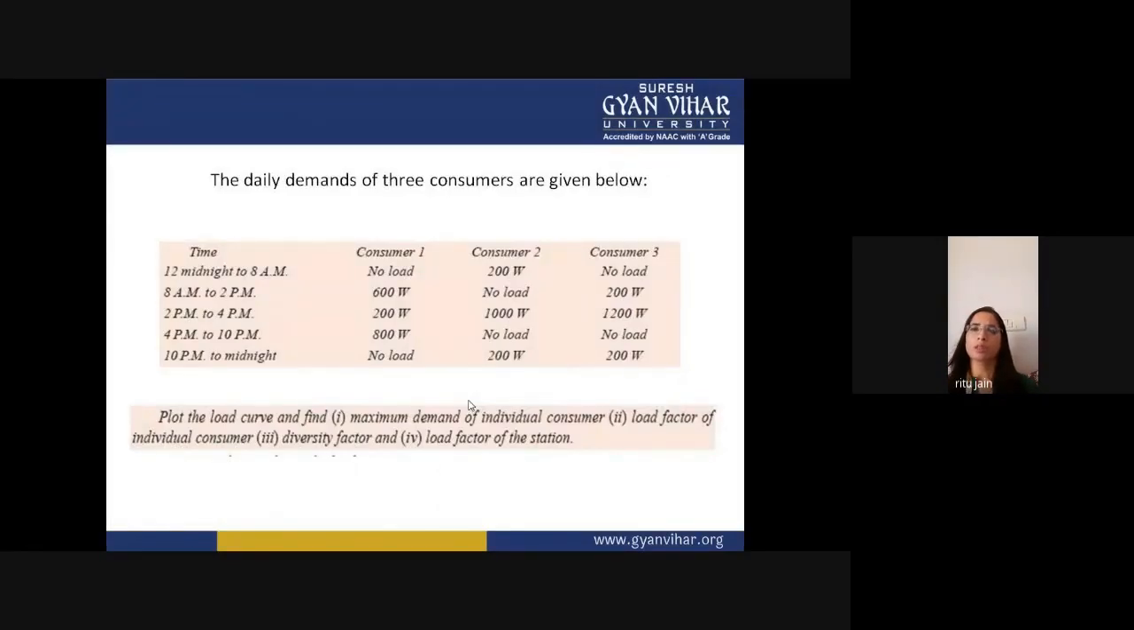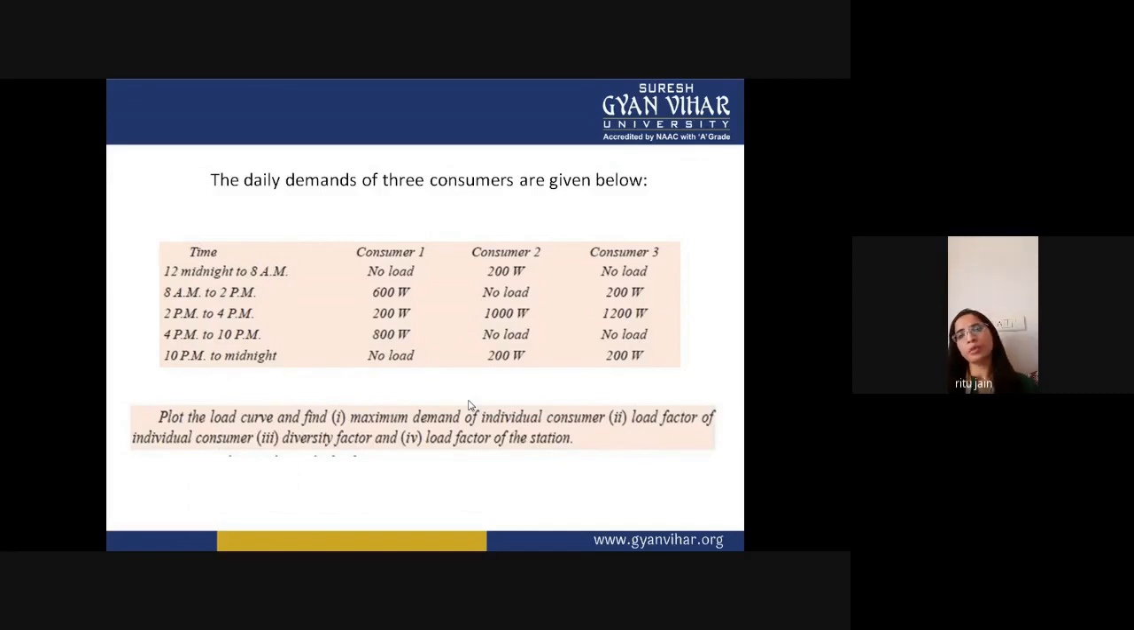Now we come to the next numerical, in which the daily demand of three consumers is given: consumer 1, consumer 2, and consumer 3. The load timing starts from 12 midnight to 8 a.m. From 12 midnight to 8 a.m., consumer 1 doesn't require any load, consumer 2 requires 200 watt, and consumer 3 is not consuming any load.